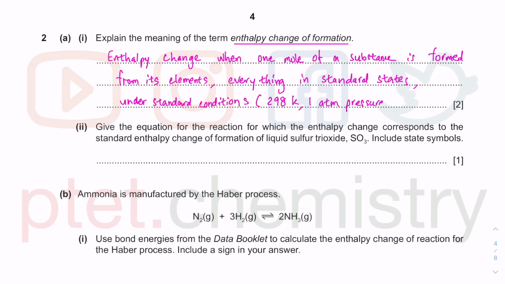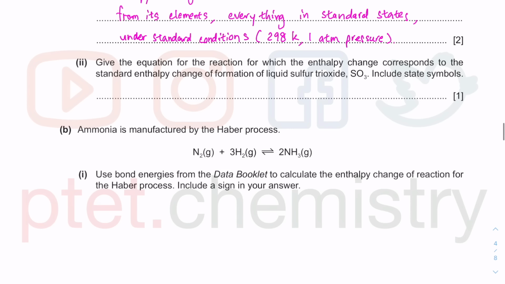So I've simply included the standard condition here, even when they don't ask for the standard, because we don't know when they will give you 3 marks and when they will ask for the standard enthalpy change of formation. So it's good to always remember the standard conditions, but even if you write it down here, they don't ask for it, you just don't get additional credit. I suppose the 2 marks are from here, 1 mole of substance from its element, and the other one, everything in standard states there.